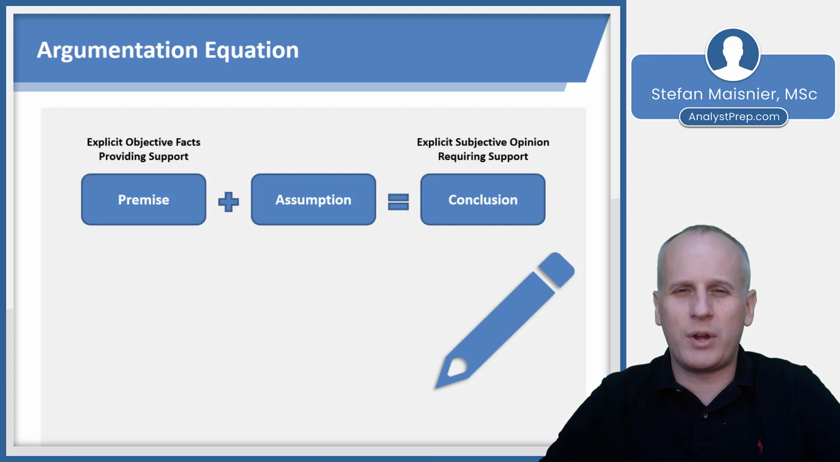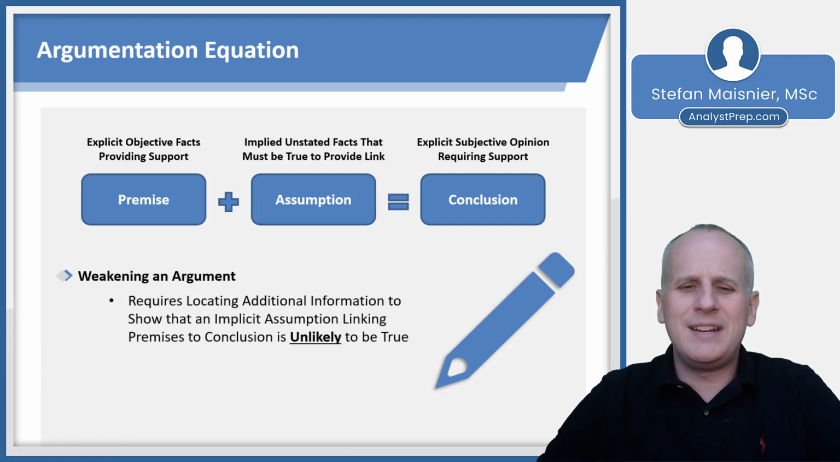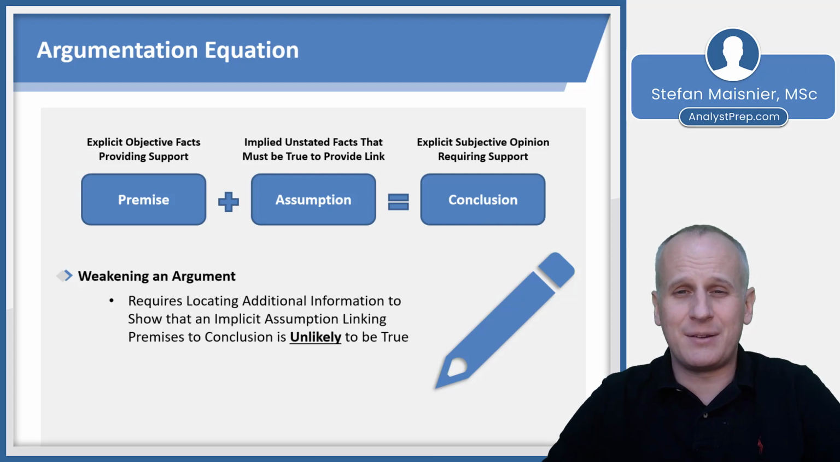And your assumption is what you're trying to weaken if you've got to weaken the argument task. And your assumption is going to be the unstated fact or facts that must be true in order to link your premise to your conclusion logically. So, in order to weaken an argument, you need to identify additional information that shows that some sort of implicit assumption linking the premises to the conclusion is unlikely to be true. You're going to say that this actually isn't necessarily the case. Our assumption is faulty. And that additional information shows, therefore, that because the assumption is unlikely, the conclusion would be as well.